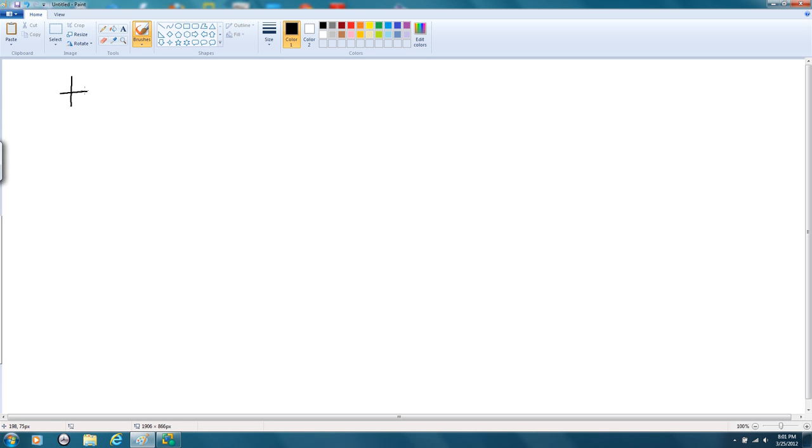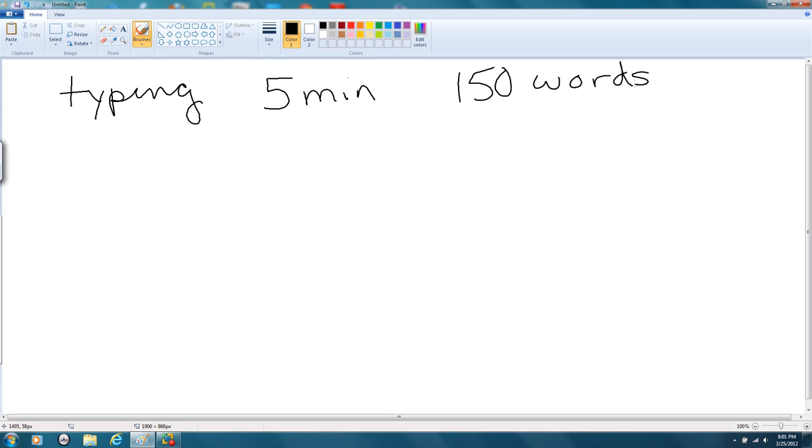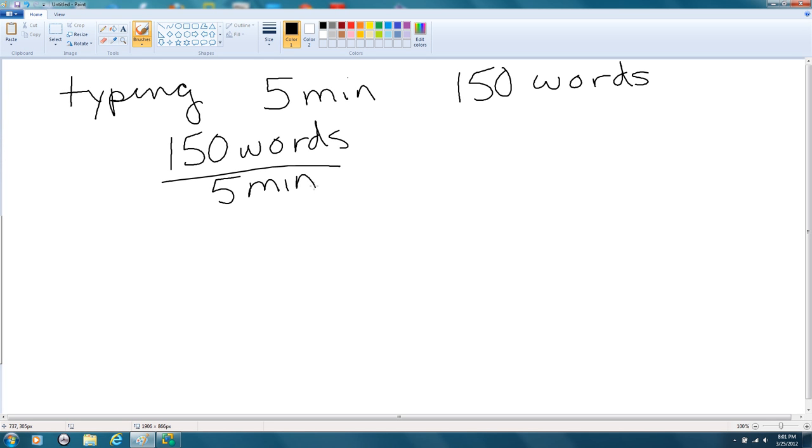Let's say we're typing on a computer, and we want to know how many words per minute we're typing. Well, if we type for 5 minutes, and let's say in that 5 minutes we get 150 words, and notice what we want is words per minute, so the words go on top. We get 150 words divided by 5 minutes. That's a rate there, but we're going to change it to a unit rate. So the bottom is equal to 1. If we reduce that, we get 30 words per minute.